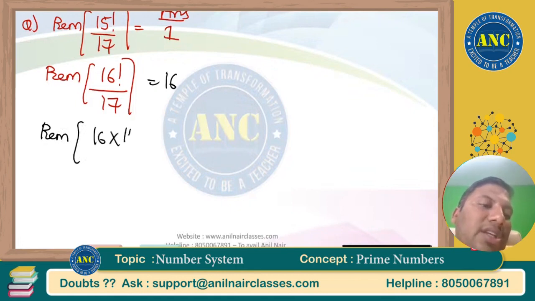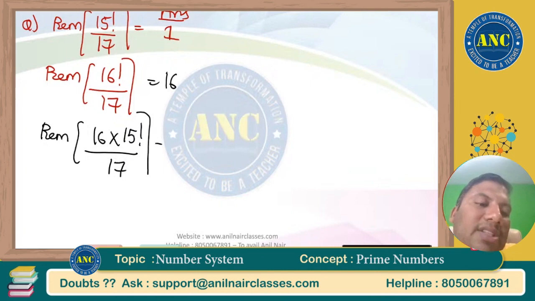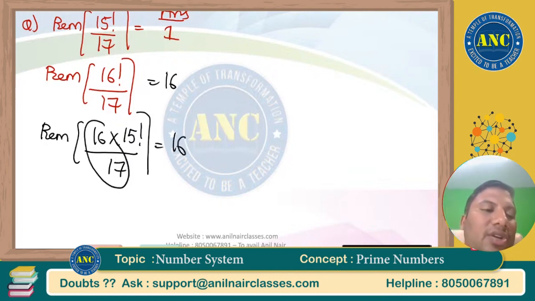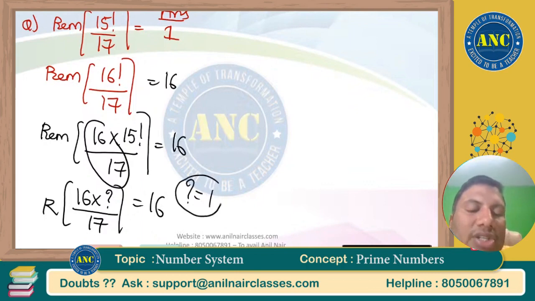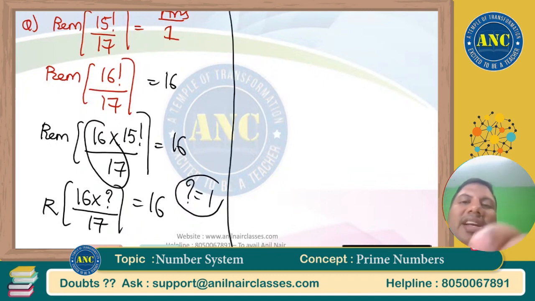16 factorial is 16 into 15 factorial divided by 17. 16 divided by 17, the remainder is 16. 16 into something divided by 17, the remainder should be 16. That something has to be 1 only, right? 16 ones are 16, and 16 divided by 17 leaves 16. That something is nothing but 1. I hope the idea is clear.